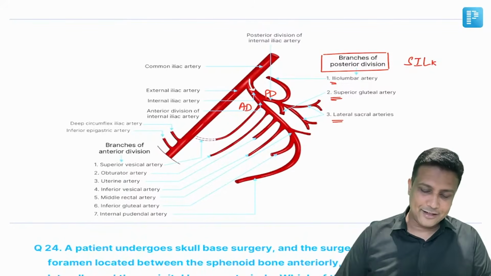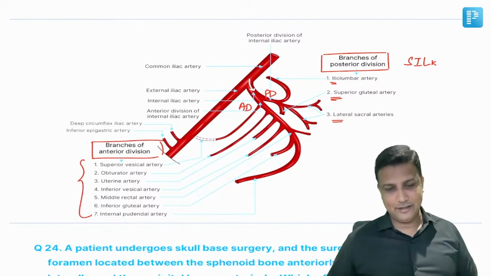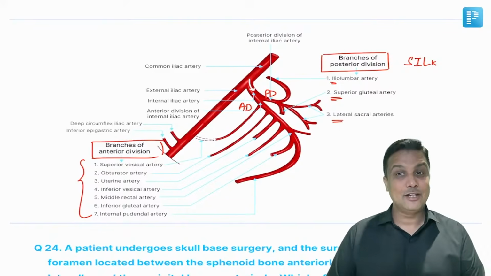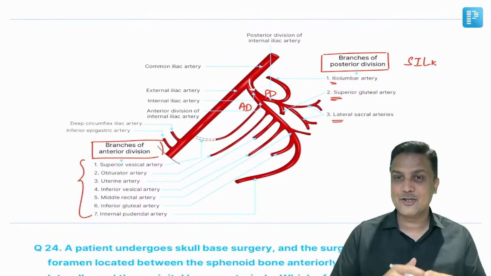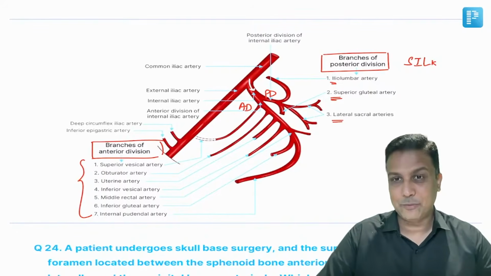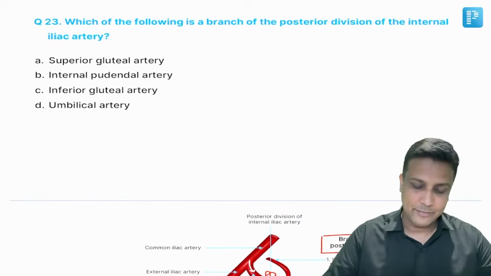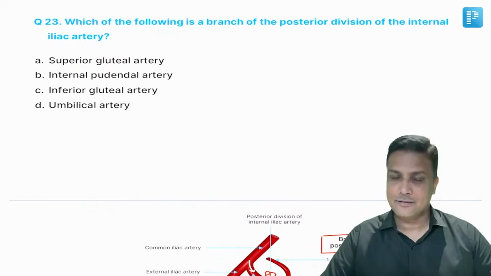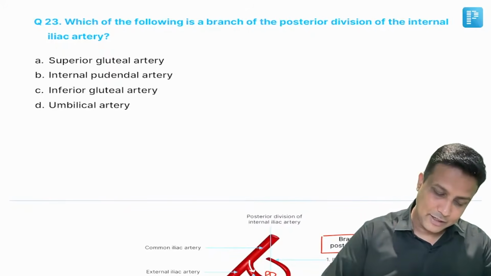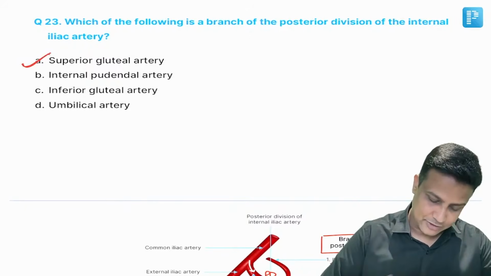And remember, there are many branches given from the anterior division. And the advice here will be, after completing the entire subject, after learning all the important concepts, if you still are left with time and energy, then you can go for this one. Otherwise, learn the branches given from the posterior division, more than enough. Why? Because always in the exam, the question will be in a similar manner. Which of the following is a branch? All of the following is a branch except one, something like that. Okay. So which of the following is a branch from the posterior division? Superior gluteal artery is a branch from the posterior division. SIL branches.